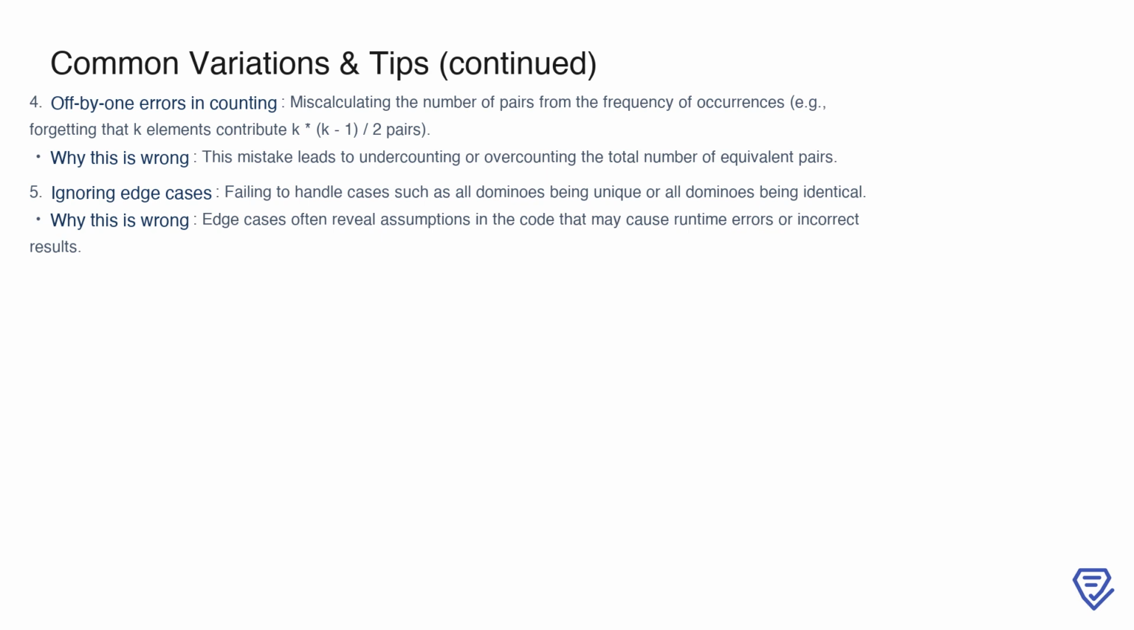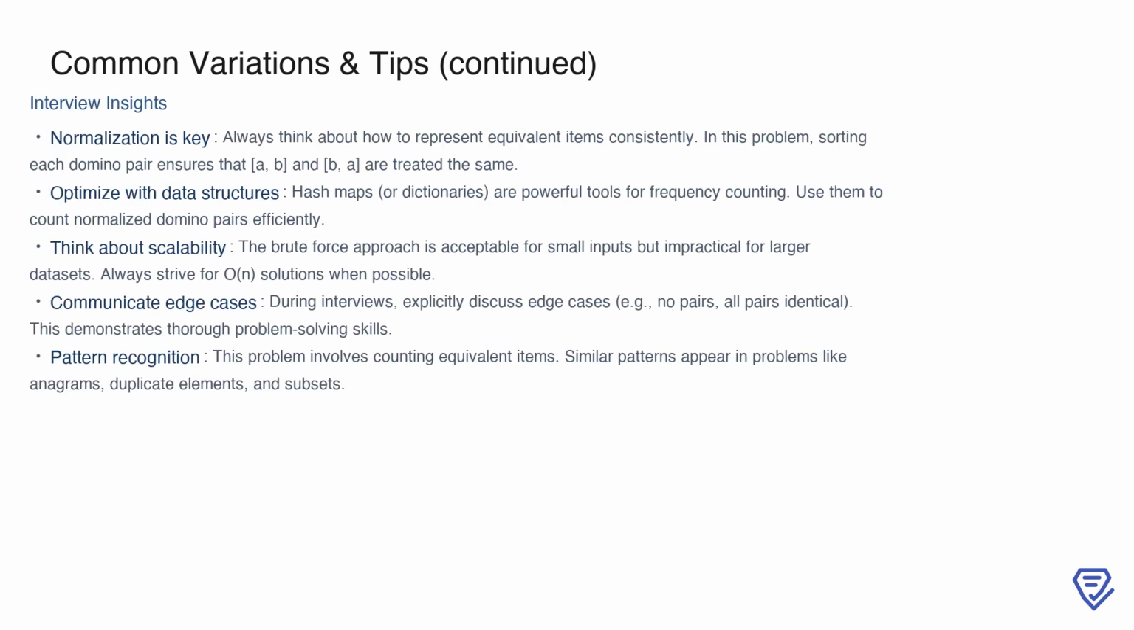It's also critical to handle edge cases carefully. Consider scenarios where all dominoes are unique or where every domino is identical. Overlooking these cases can result in runtime errors or incorrect outputs. Edge cases often expose hidden assumptions in your code, so it's important to test for them explicitly to ensure the solution is robust.